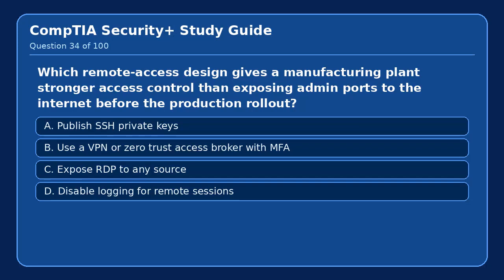Question 35. Which classification should a legal office apply to payroll data before choosing safeguards during a service reliability review? A. Discarded test data with no controls. B. Anonymous weather data. C. Sensitive or confidential. D. Public marketing content.